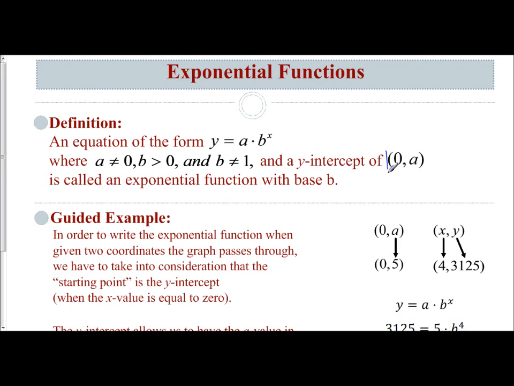The key to this whole process is knowing that your y-intercept is of the coordinate 0, a. The reason why is if I were to plug in 0 for x, I get y equals a times b to the 0 power. Well, anything to the 0 power is 1, so that cancels out. So if I plug in 0 for x, I get that y is a, and that gives me the coordinate 0, a for my y-intercept. That is the key to this whole process.